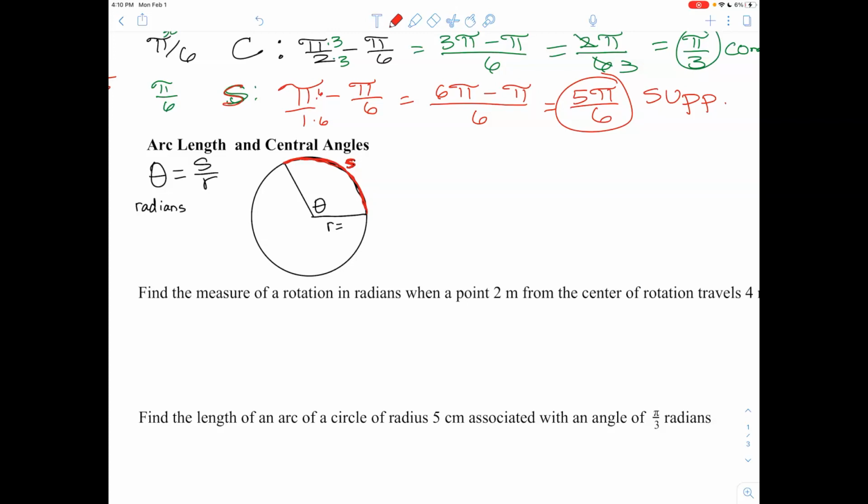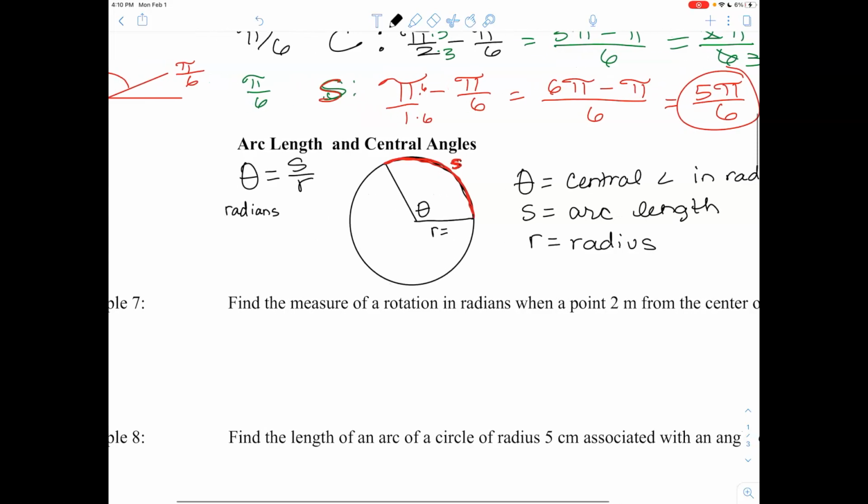All right? So remember that theta is the central angle in radians. If I want it in degrees, I have to convert it from radians to degrees. Okay? S is the arc length, and R is the radius.